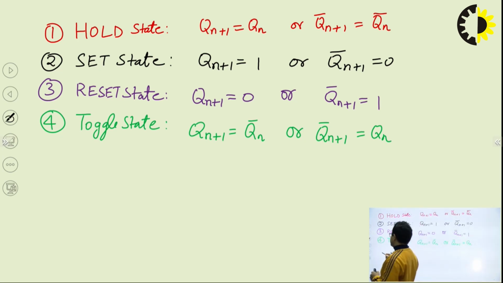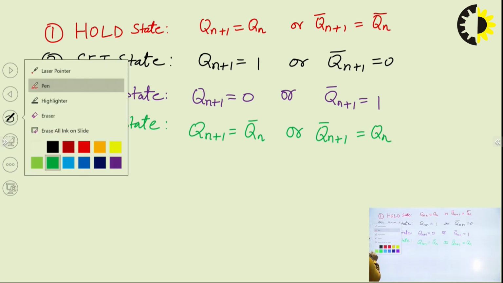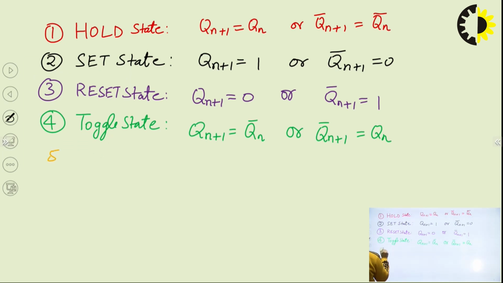Now the last state that is possible for the latch is called the invalid state.